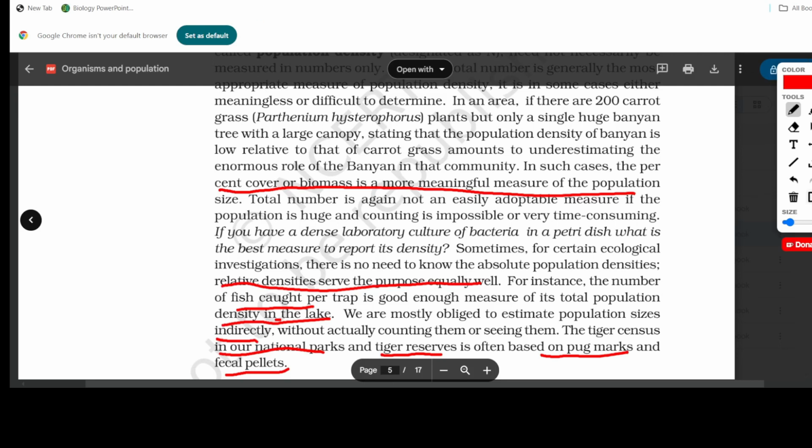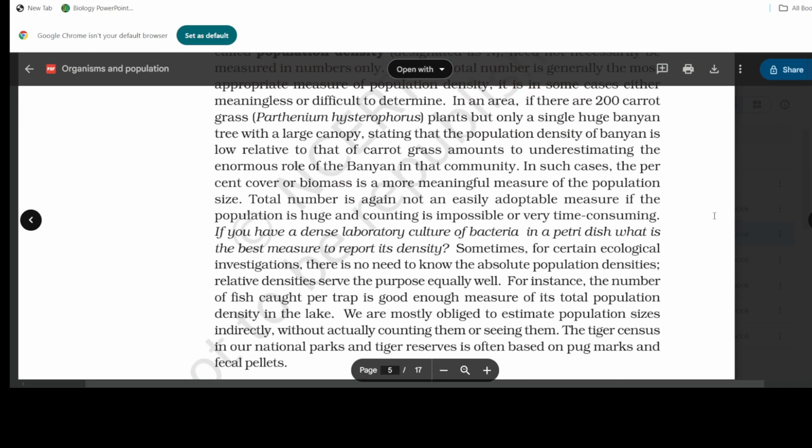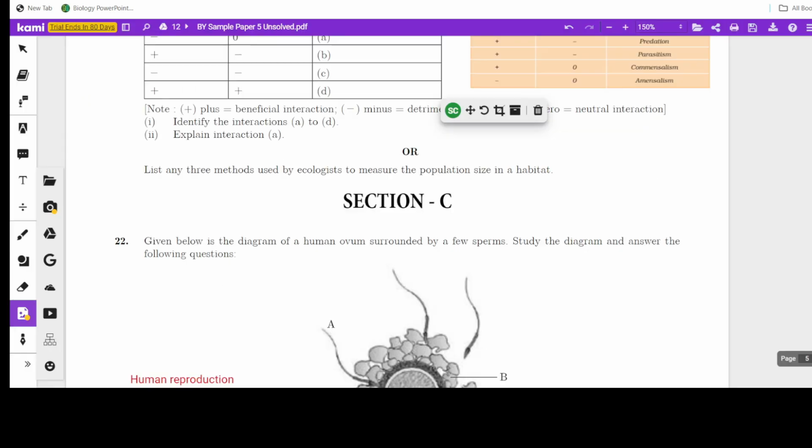This part seems to be not that important, but you get questions from this. Clear? So get it marked in your textbook. Now let's move on to the next question.